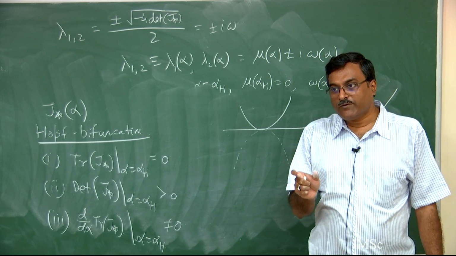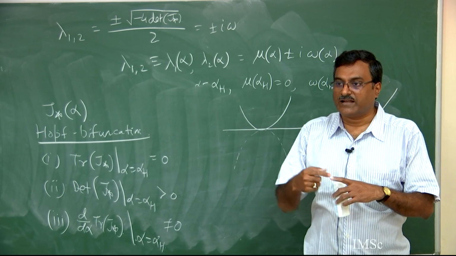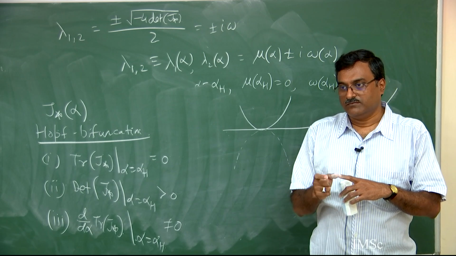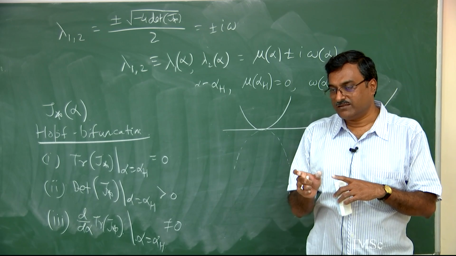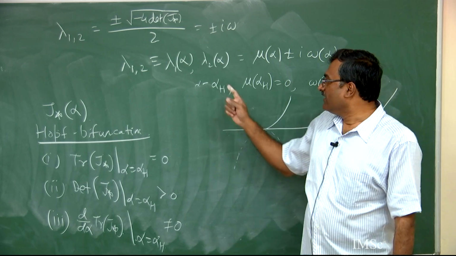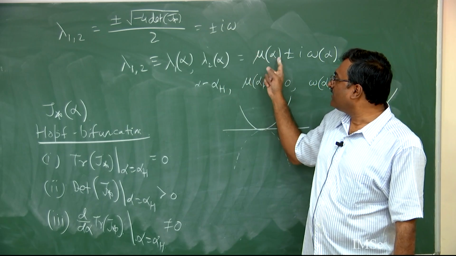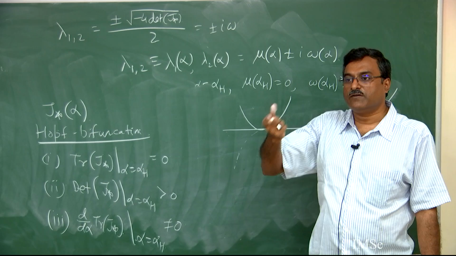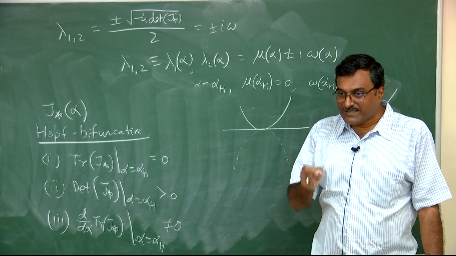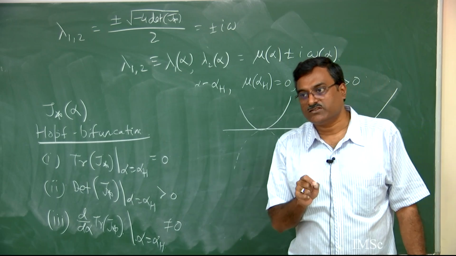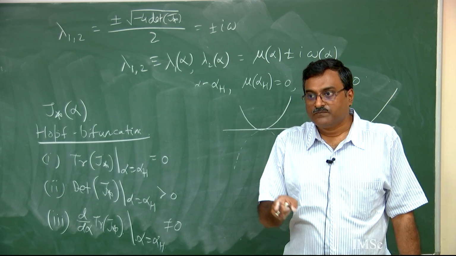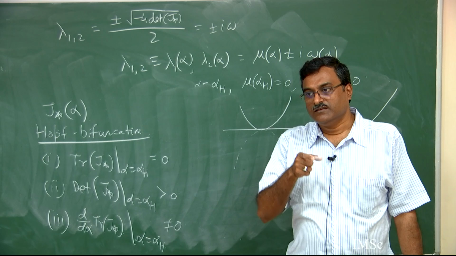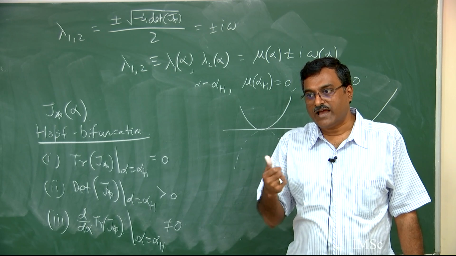In some books you can find that for alpha greater than alpha h there is a limit cycle, but I cannot mention that here because you do not know whether this real part will be positive for alpha less than alpha h or alpha greater than alpha h. But we can say in the vicinity of the Hopf bifurcation threshold we can have a limit cycle, leading to oscillatory behavior in the population density with the advancement of time.